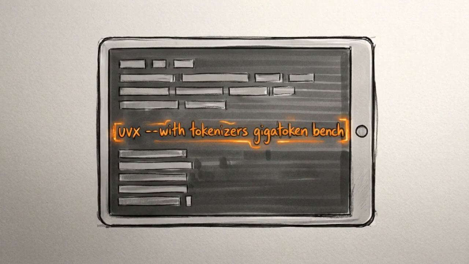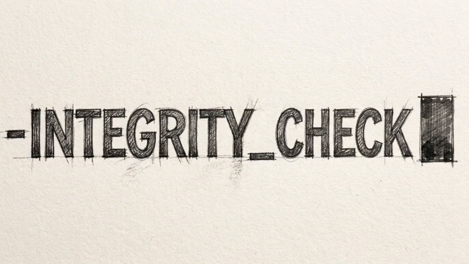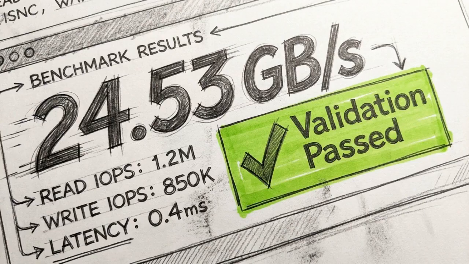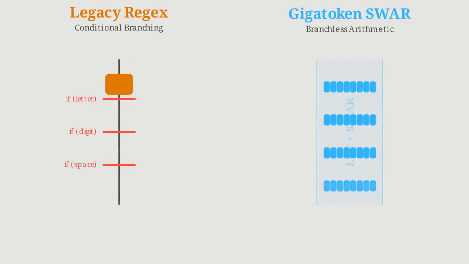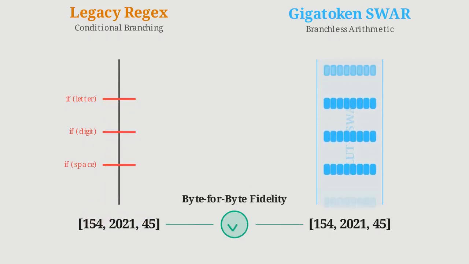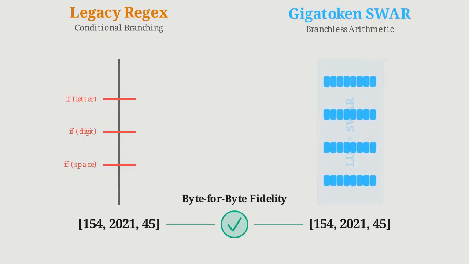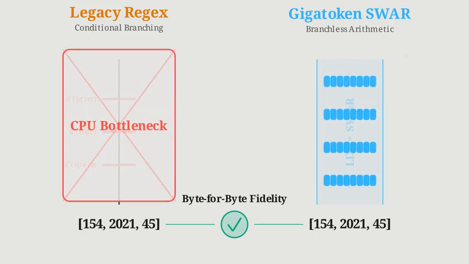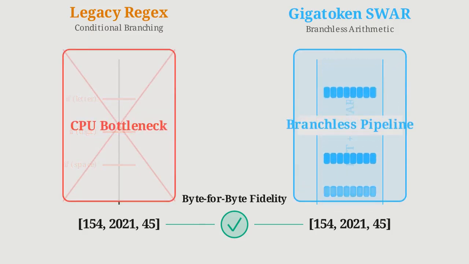Now, let's verify the performance. Use the Gigatoken command line tool to run a benchmark against your sample text. Make sure to include the validation flag in your command before you hit enter. Look at the terminal output. This flag proves that the ultra-fast Rust results are mathematically identical to the standard Hugging Face output. Confirming this byte-for-byte fidelity means you can use these optimizations without risking errors or corruption in your training data. You have now replaced a slow CPU bottleneck with a branchless execution pipeline.